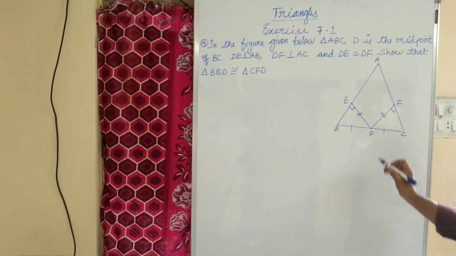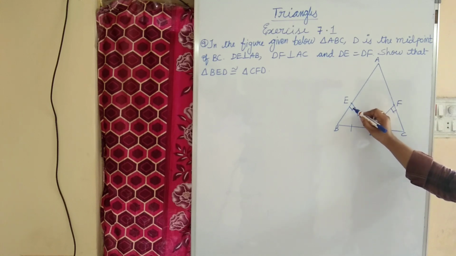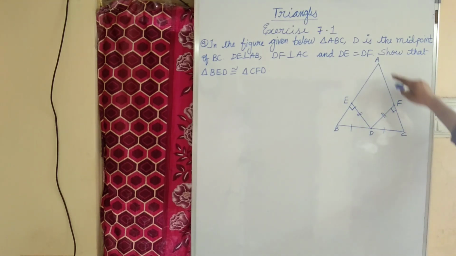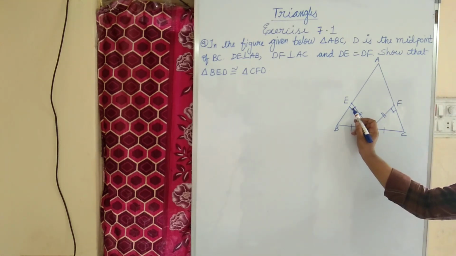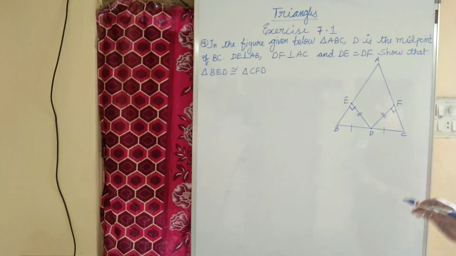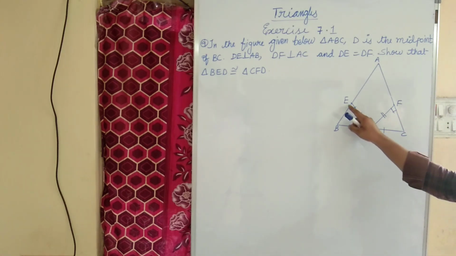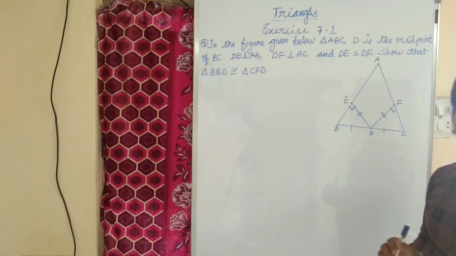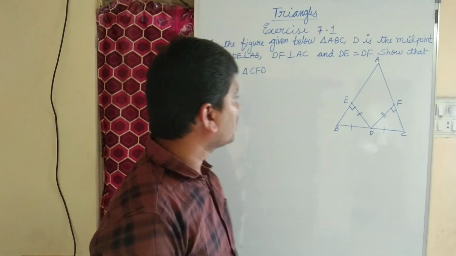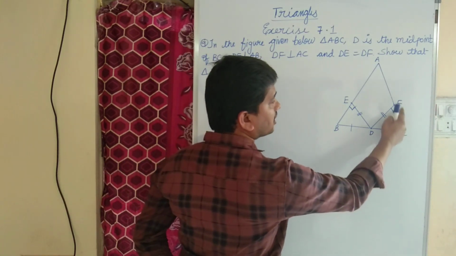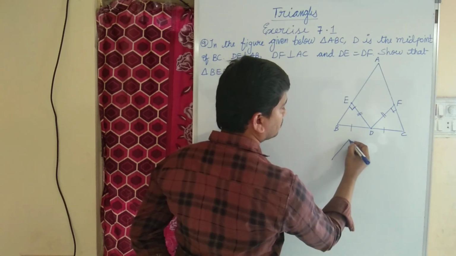And also they said DE is perpendicular to AB, DF is perpendicular to AC. I mean, which makes an angle 90 degrees here. Here also it makes an angle 90 degrees. And they said line segment DE equal to line segment DF. We need to show that triangle BED is congruent to triangle CFD. These two triangles, children.